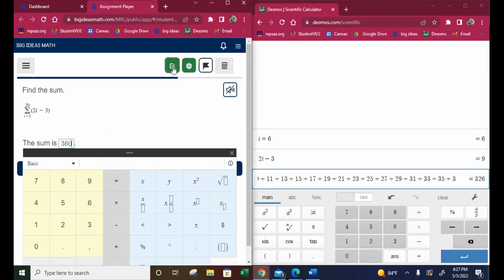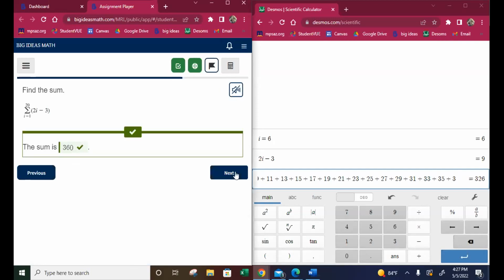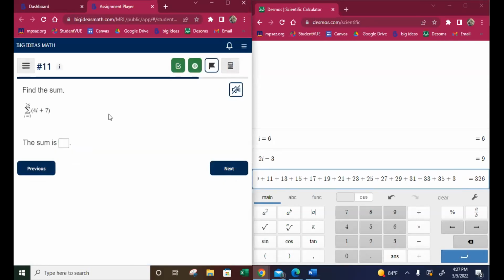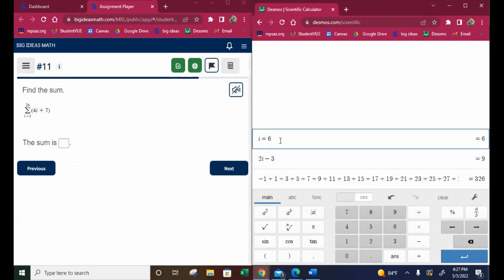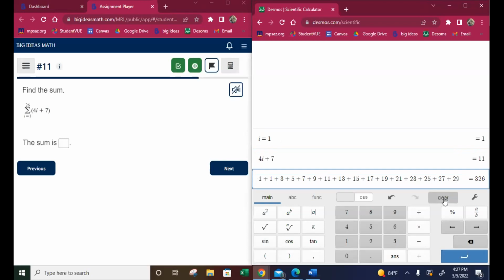If we get more like this, I'll give you the formula for this. Okay, so we're going to do the formula. Here's the formula. You're going to need to get a couple numbers. So type i equals 1 instead of i equals 6. Okay, and then change that to 4i plus 7. Okay, and then clear out the next line or just erase it all. Okay, now put in a right parenthesis, 11.